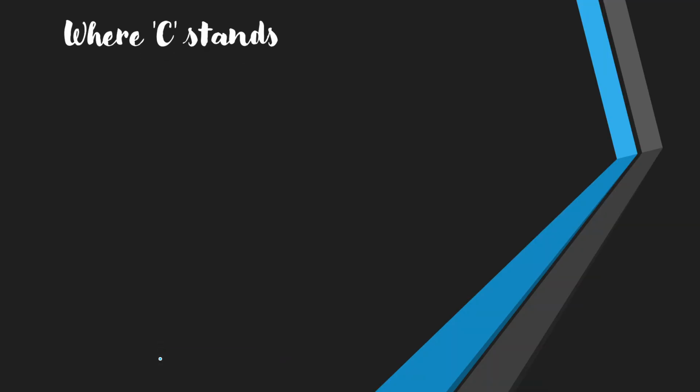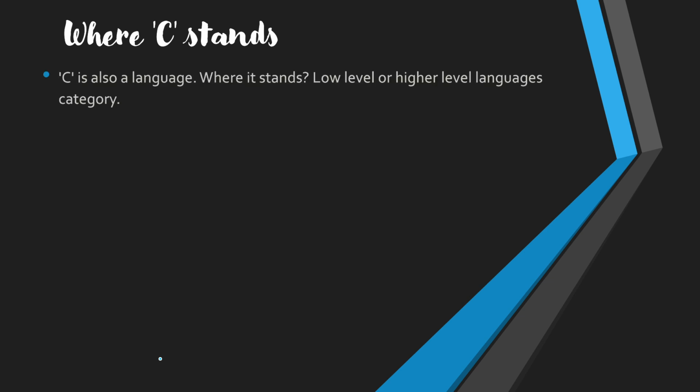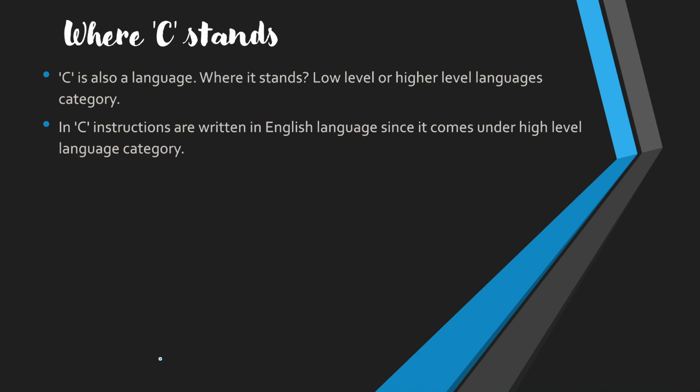Now, where does C stand? That is the C language. In which of these both does C come? Is it a low level language or high level language? If you know the answer, just comment it. C is also a language, right? Where does it stand? Low level or high level language? In C, instructions are written in English language since it comes under high level language. In C, we'll write in English, so it comes under the high level language category.